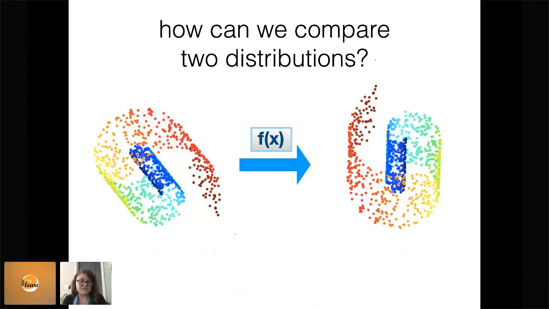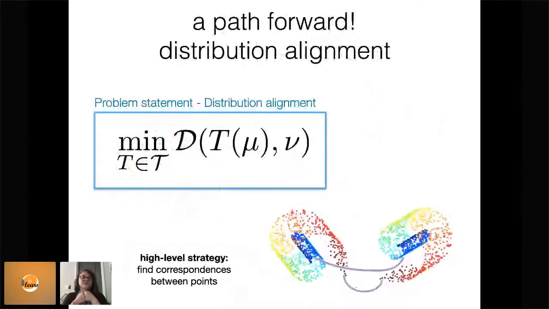So really the goal here is to figure out this function that will bring these two data sets or distributions into alignment. So we can formalize this idea with the following problem statement that I have here, which we'll refer to as a distribution alignment problem. So on the bottom I show a visual for the high level strategy, which is we don't know the color of all these points, right? We don't know that the red corresponds to the red and the blue corresponds to the blue. We just have the shape of these distributions in this case. So what we'd like to do is find a way to figure out that the blue and the blue should be connected and the red and the red should be connected to one another, as corresponding points within these two data sets.